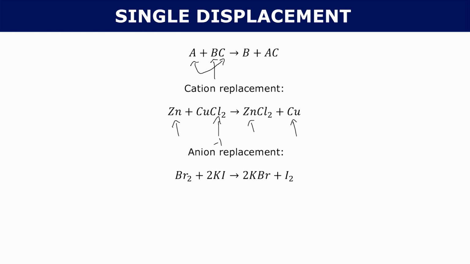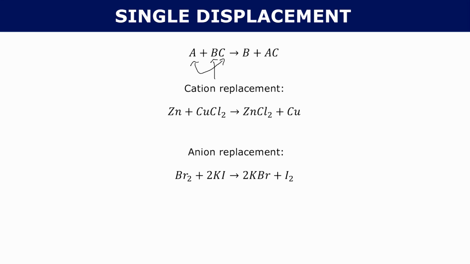On the other hand, you can have something like an anion, like bromine. And bromine pairs up with the potassium here because it is an anion. And potassium has a +1 charge, so the bromine pairs up with the potassium, and iodine is left on its own. If you notice, the redox numbers for all of these match up.